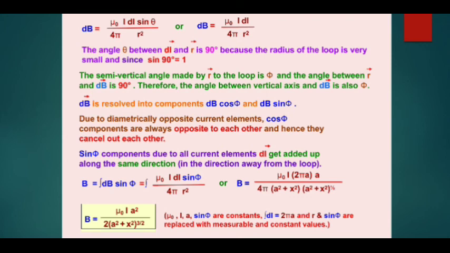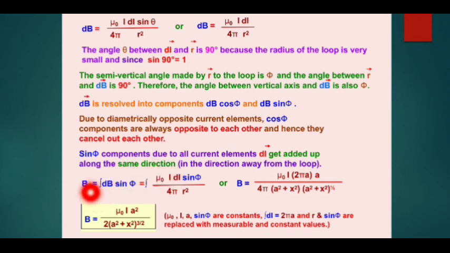So the angle theta between dl and r is 90 degrees, because the radius of the loop is very small. So sin theta is equal to 1. In the same way, dB is resolved into two components: the cos component and the sin component. Due to the diametrically opposite current elements, the cos components are always opposite to each other, so they cancel out. Therefore the sin components, due to all the current elements dl, get added up along the same direction.